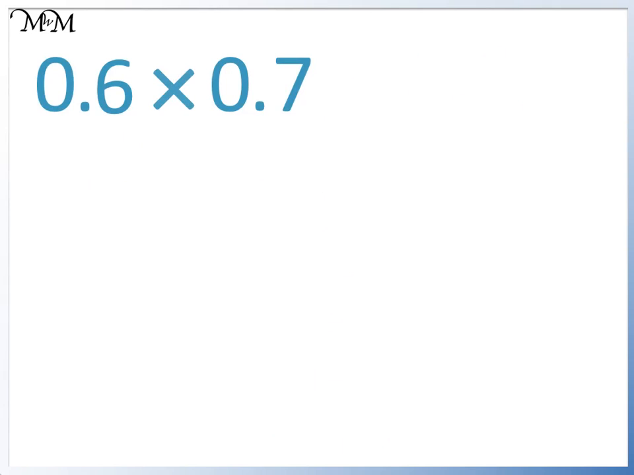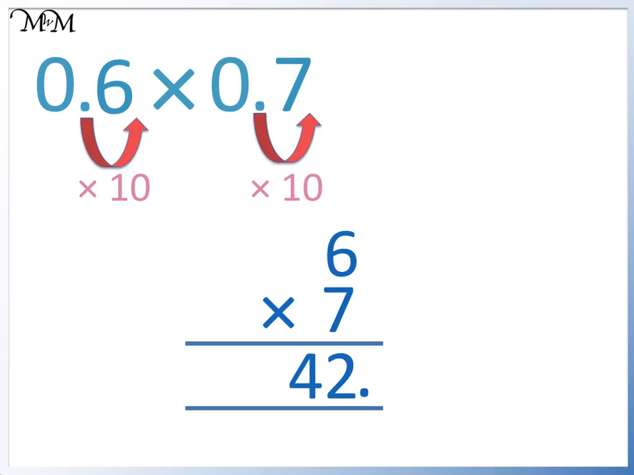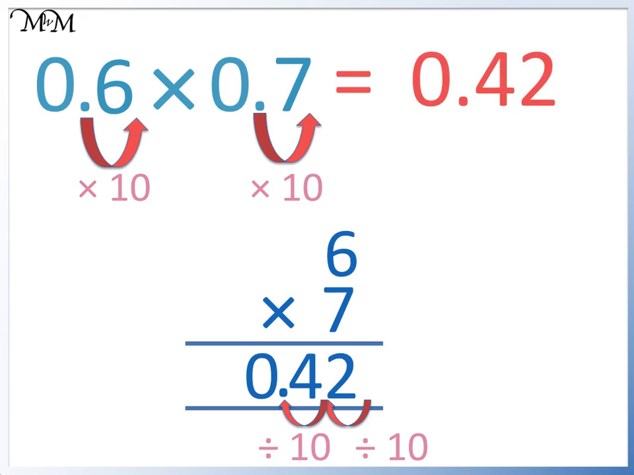Here we have 0.6 times 0.7. We think of this as 6 times 7, which equals 42. This decimal point moves one place to become 6, and this decimal point moves one place to become 7. The 2 jumps right need to be corrected by 2 jumps left. We had times 10 times 10. So we must divide by 10, divide by 10. The decimal point moves 2 places and we put a 0 in front of the decimal point. 0.6 times 0.7 equals 0.42.